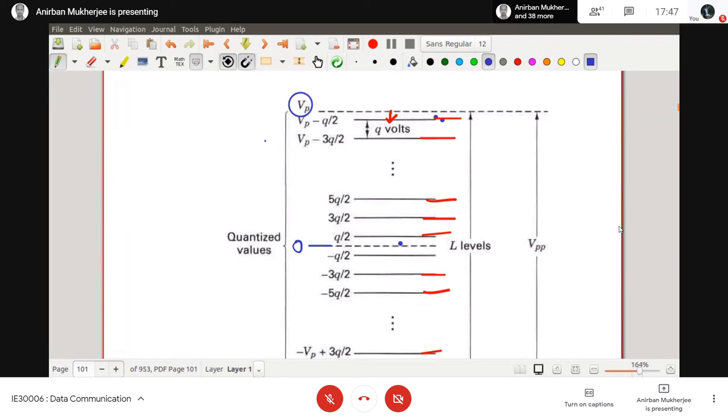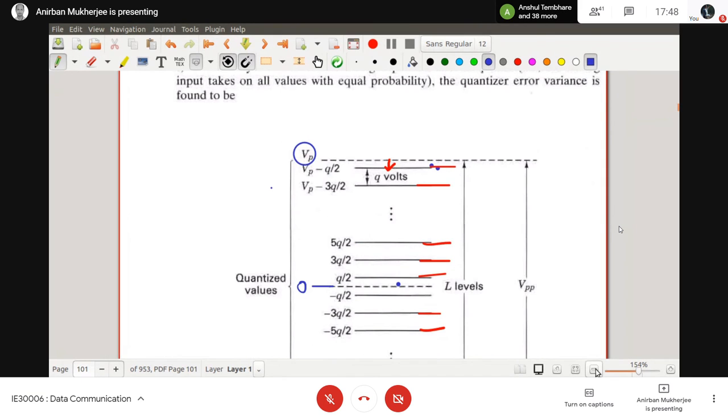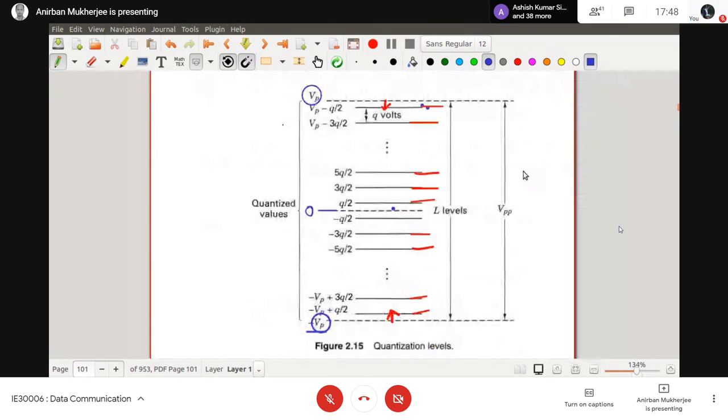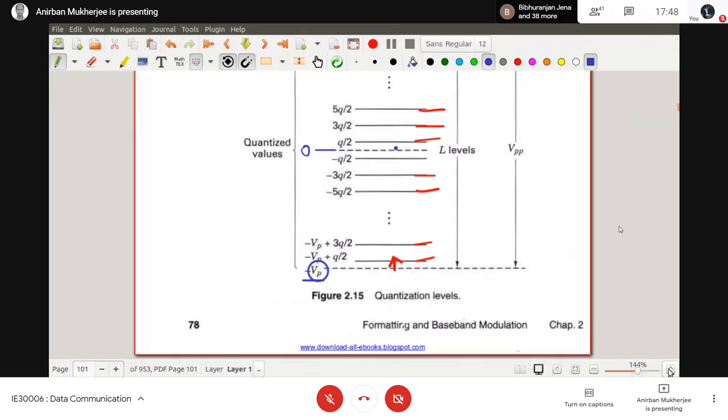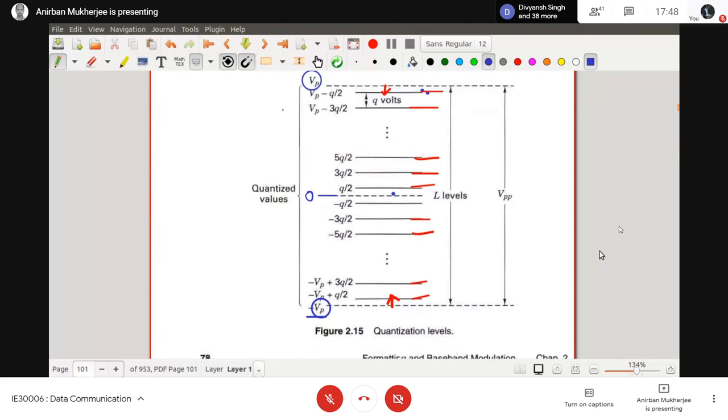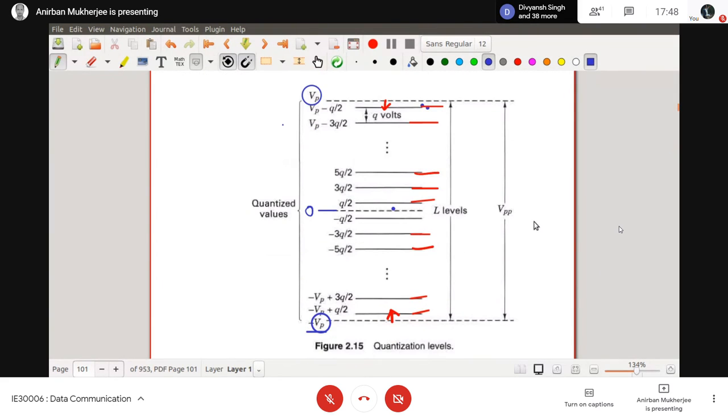So, if you remember that we have studied this one in detail, that means I have eight different levels of ADC, the quantization levels, and that L is basically, if you can remember, equal to 2 to the power small l.